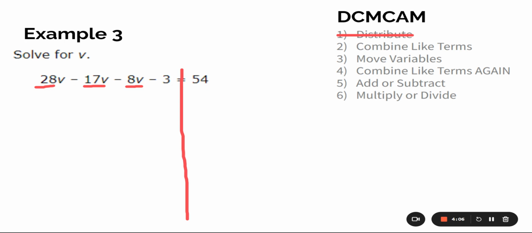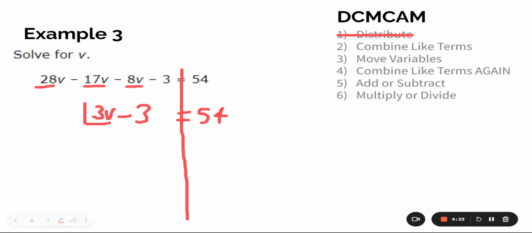So on my calculator, I'm going to do 28 minus 17 minus 8. I end up with 3. So all of these combined equal 3v. Now I have 3v minus 3 equals 54. Okay. Now from here, this looks familiar, right? This looks similar to the stuff that you guys did yesterday. You're doing 2-step equations at this point.